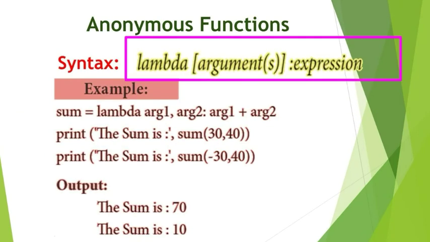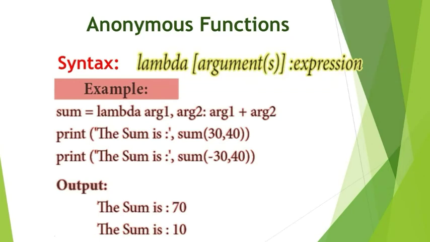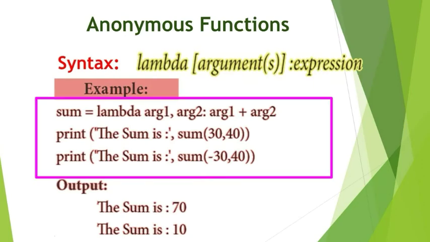This is the syntax of an anonymous function: lambda, and next write the arguments and give the expression. When you are defining a lambda function, you must give the expression. So this is the example program. Here sum is a parameter and is equal to lambda. Next see the arguments: argument 1 and argument 2, separated by a comma, and next write a colon. Next give the expression: argument 1 plus argument 2. You have to add the argument 1 value and the argument 2 value.